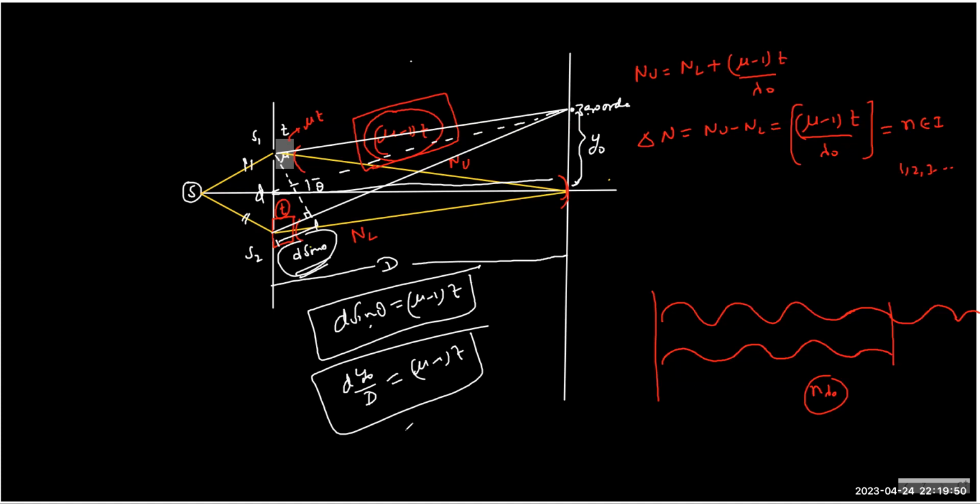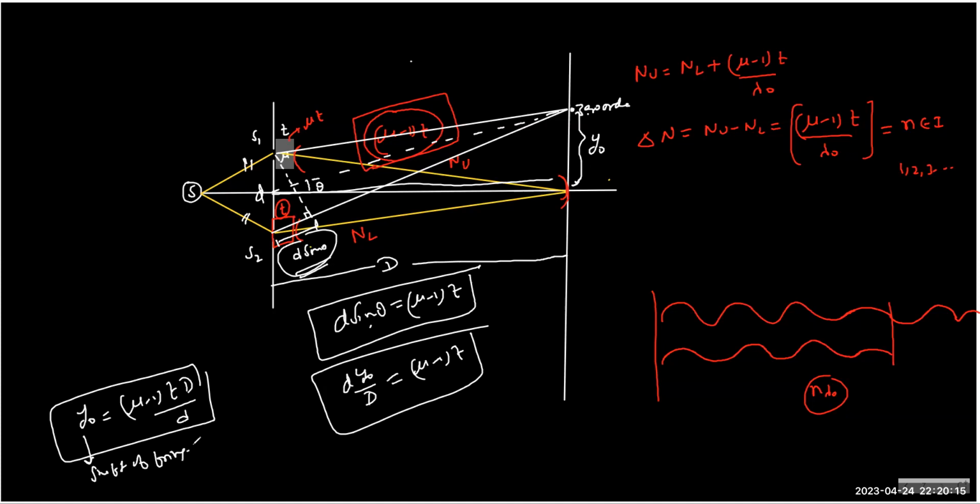So you can solve any question of wave optics logically without using a formula. Do you realize this? Yes, sir. So the 0 order has shifted upward by what value? D by d mu minus 1 t. So this is called the shift of the fringe pattern.